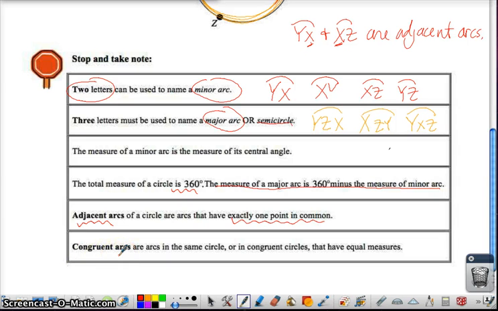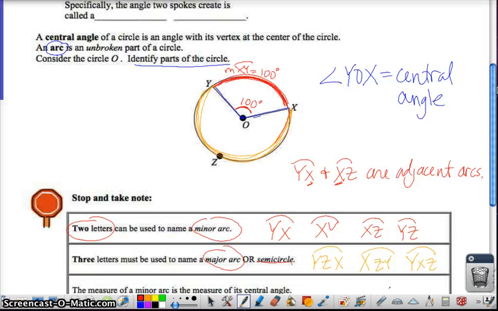Congruent arcs are arcs in the same circle or in congruent circles that have equal measures. So an arc is congruent to another arc if they have the same measure. So going back up here, if I named this 100 degrees, and I put another one over here, and I said, oh, this is also 100 degrees, then suddenly we know that ZY is an arc that is congruent to XY. So it would be true that arc ZY is congruent to arc XY, if I identified this part right here.